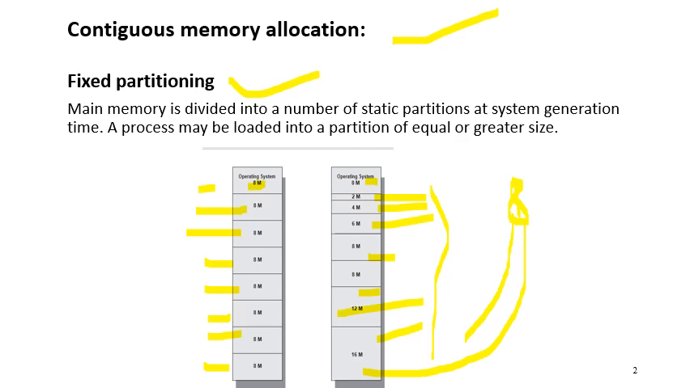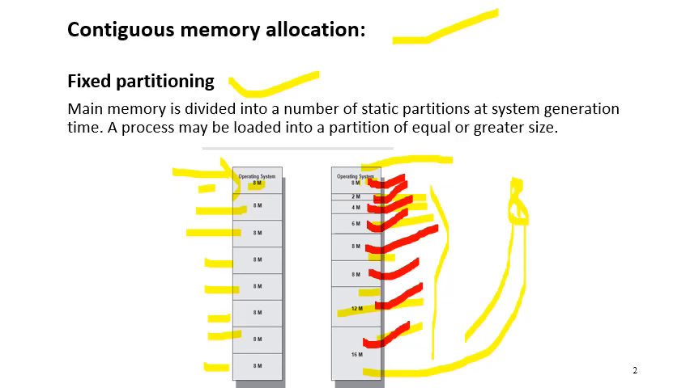If you see this, the operating system is in 8 megabytes. You can take this as fixed partition, and this one as non-fixed, or unequal-size partition. As you can see, first it has 8 megabytes, then 2, again 4, and again 6. The sizes vary: 8, again 8, 12, 16. So you can consider this an unequal-size partition.